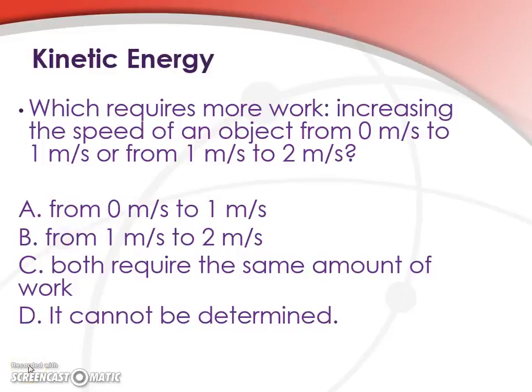So today's poser. Which requires more work? Increasing the speed of an object from 0 meters per second to 1 meter per second? Or from 1 meter per second to 2 meters per second? The choices are from 0 to 1, from 1 to 2, both require the same amount of work, or it can't be determined.